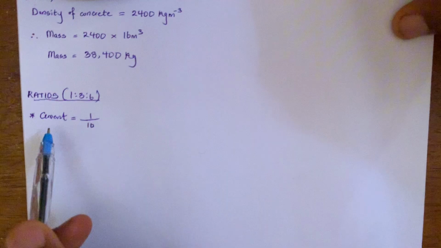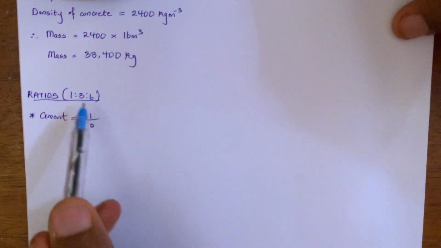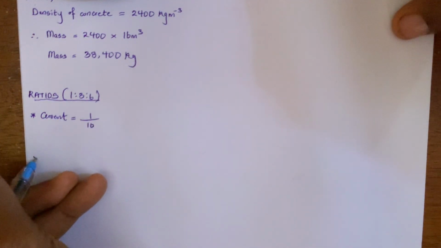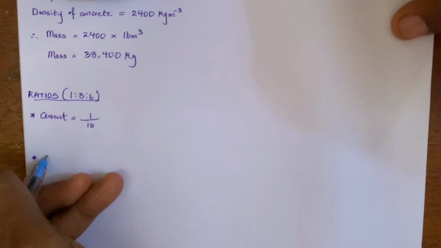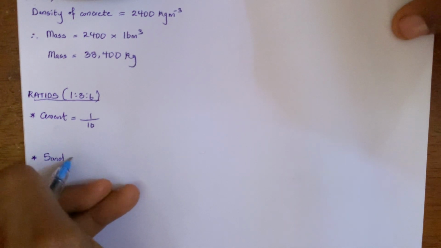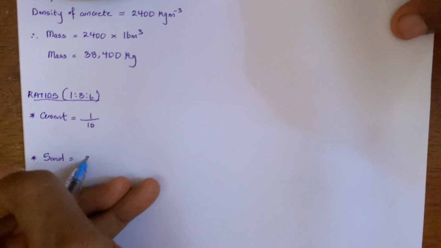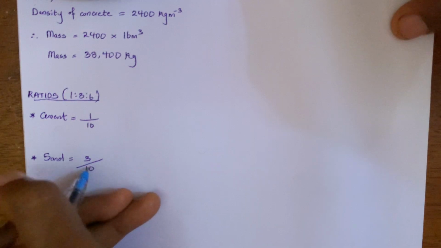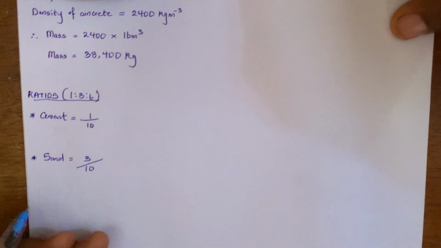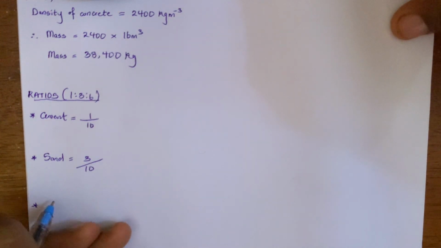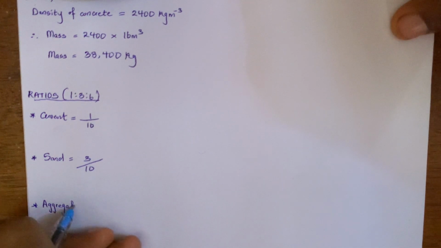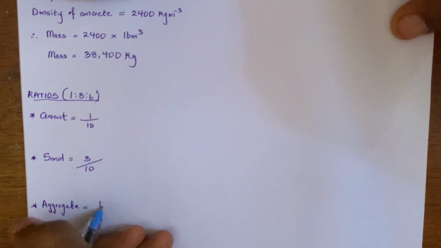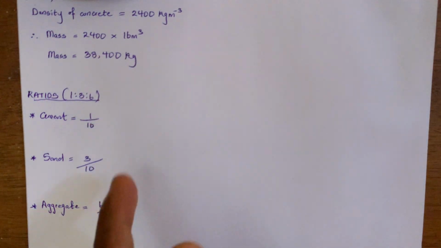1 divided by the summation of all the ratios. So the next ratio we're going to be doing is our sand. So our sand will be 3/10. And then lastly our aggregate, which will become 6/10. So this will be our ratios that we are going to be using.